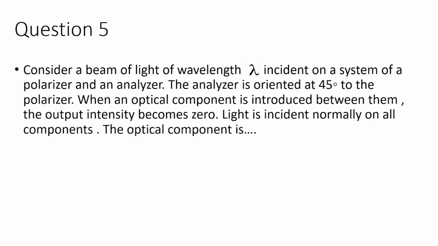Next, question number 5. It is a bit long, but it is not so difficult. Consider a beam of light of wavelength lambda incident on a system of a polarizer and an analyzer. The analyzer is oriented at 45 degrees to the polarizer. When an optical component is introduced between them, the output intensity becomes zero. Light is incident normally on all components.